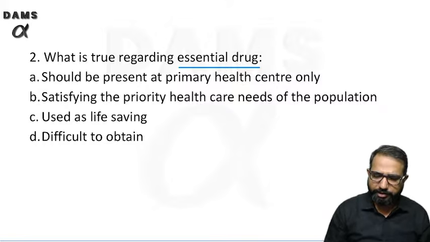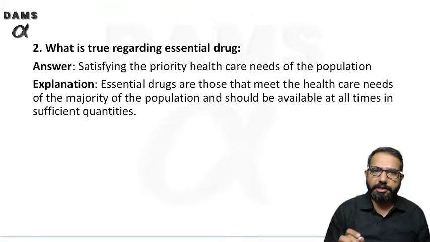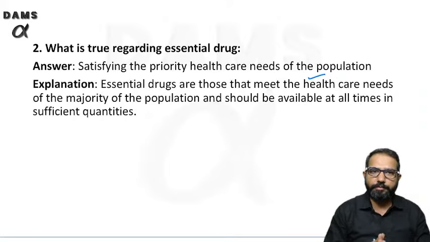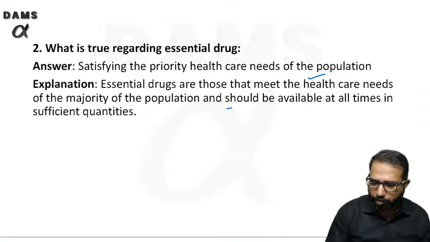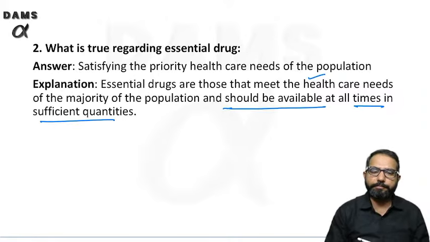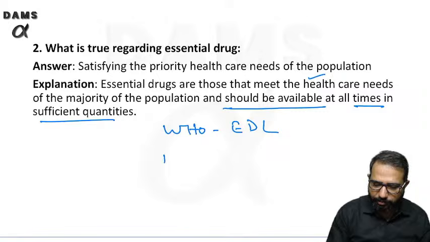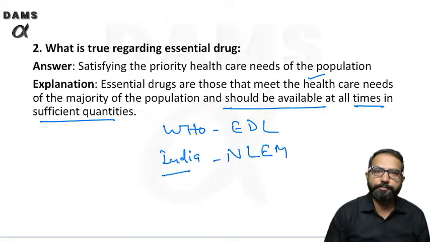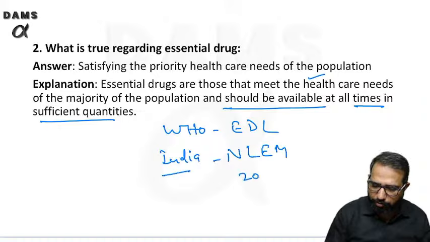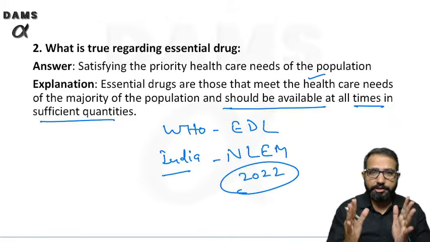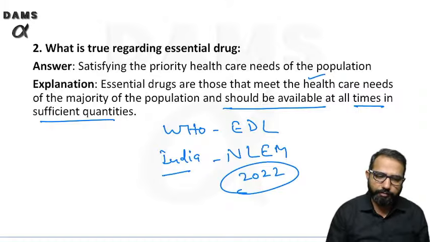Essential drugs are basically the drugs that meet the healthcare need of the majority of the population, and they should be available at all times in sufficient quantities. As per WHO, we have the essential drug list, but in India this list is called the National List of Essential Medicine. The latest list is 2022, which includes 384 medicines. How many medicines? 384 medicines.